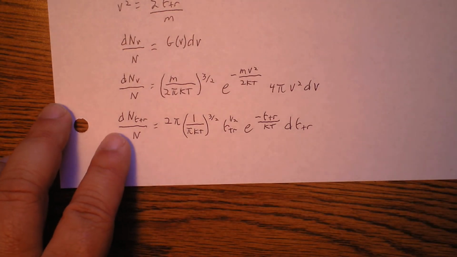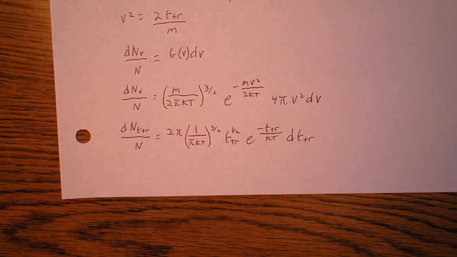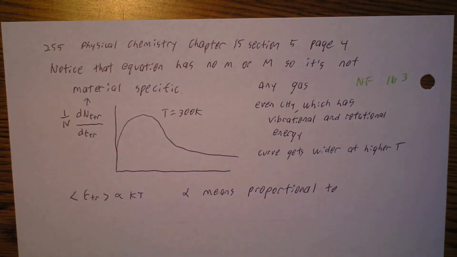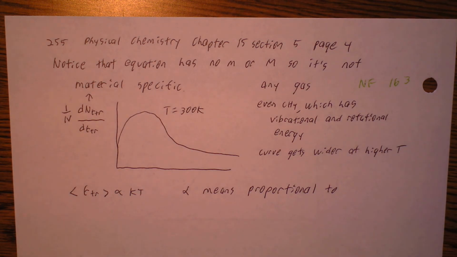So we get the differential of the number of molecules of that energy of translation divided by the total number of molecules is equal to 2 pi times 1 over pi kT to the 3/2 power times the energy of translation square root times the natural number e to the minus energy of translation divided by kT times the differential of the energy of translation. Now, the reason that version is good is because it doesn't have the molar mass or molecular weight or anything like that, which means the energy form of the formula is not material specific.